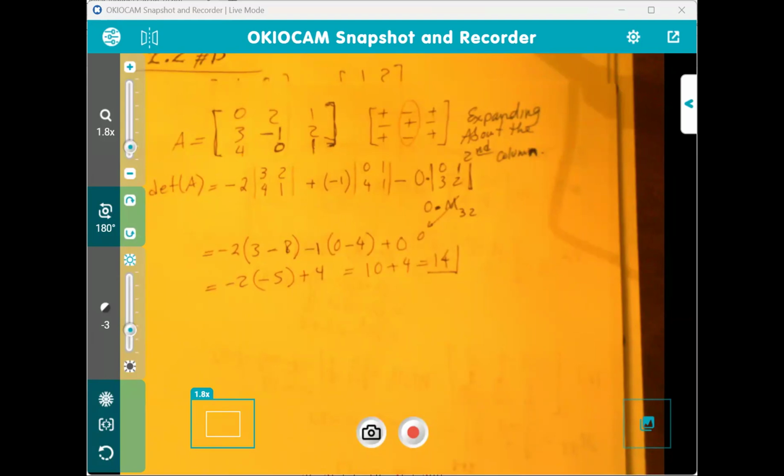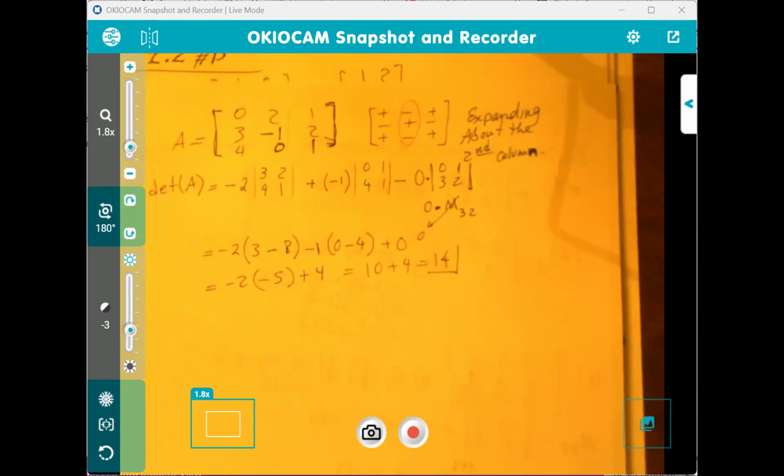Oh, okay. I just wanted to show you and everyone that we don't have to expand about the first row, because the formula here is about the first row. For the 3 by 3, there are 3 rows, 3 columns. So there are 6 ways we can find the determinant. The author found it about the first row. And what did he find the determinant to be? 14, right? And we did the same thing.